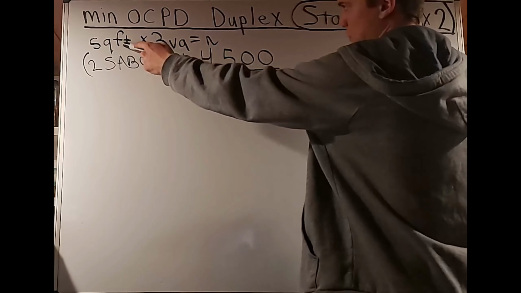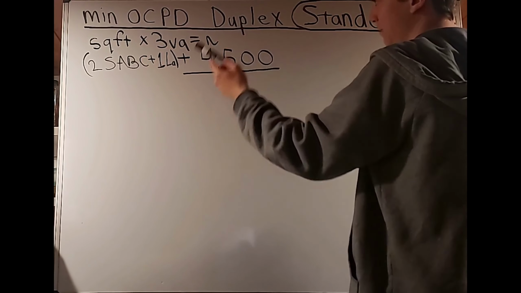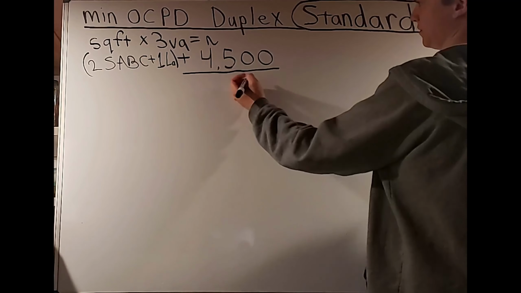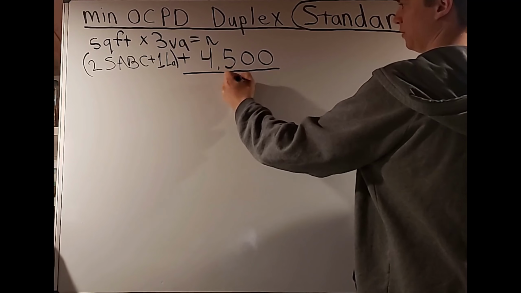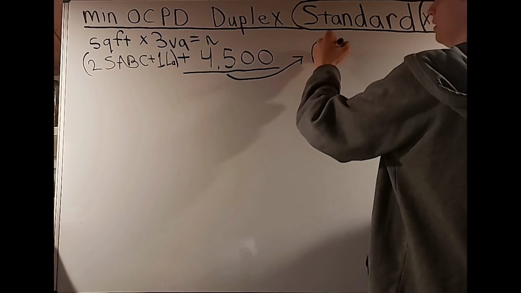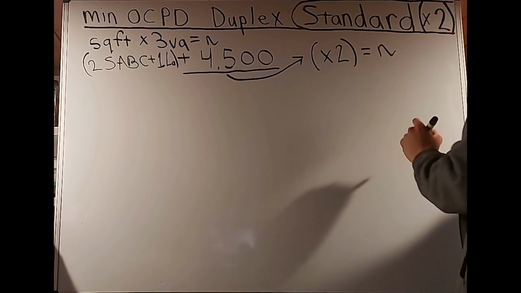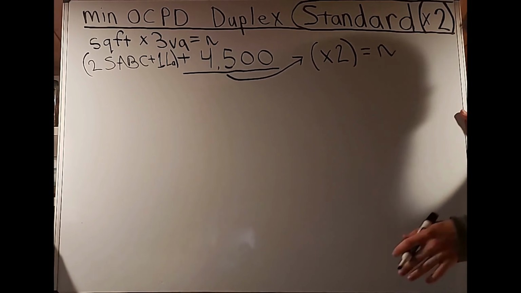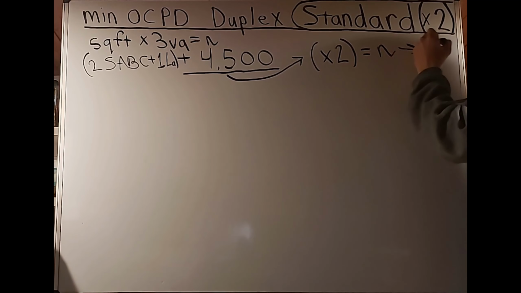Okay, so we have our square footage of the house. We're multiplying it by 3 volt amps. We get that number. We're adding 4,500. Okay, it's just like what we always do for the standard method, but we have a duplex. So from here, we're going to get our total number, and we're going to multiply that by 2. That is going to give us an actual number, of course, but then from there, we're going to have to apply our demand factors.